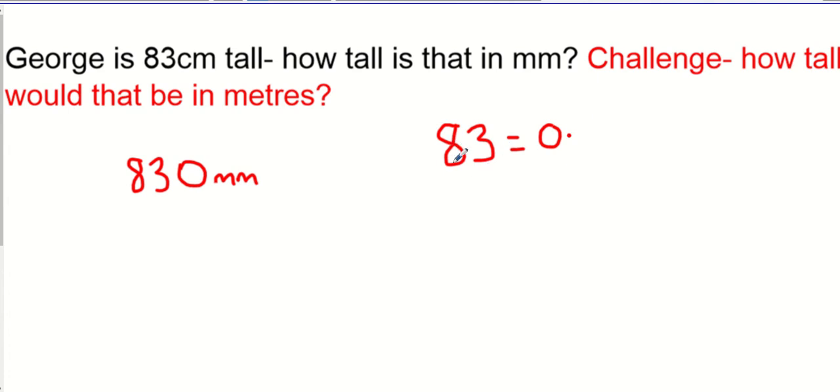So we're going to move each number down 2 place value columns, because in 100 there are 2 zeros, that reminds us. So my 8 is worth 80. If I was dividing it by 10, it would be worth 8. Okay, but I'm not. I'm going to divide it by 100, so I'm going to move it down 2 columns, okay? So then I'm going to do the same with my 3. It's worth 3, now it's worth 0.3, now it's worth 0.03. Okay, I'm going to put 1 in there because that's how we would recognise it. So, in metres, George is 0.83 metres tall.